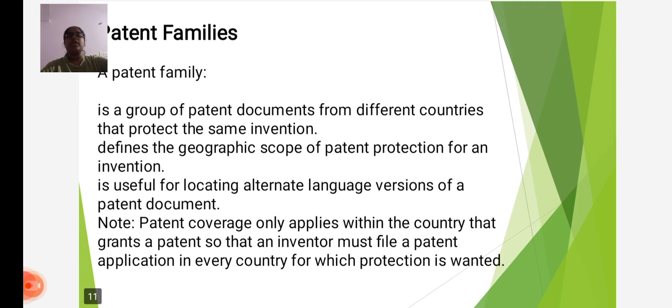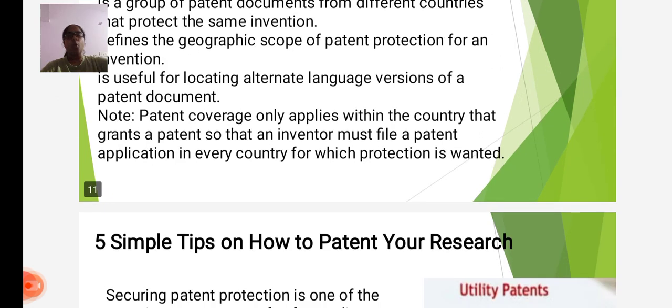Patent families. A patent family is a group of patent documents for different countries that protect the same invention. It defines the geographic scope of patent protection for an invention. It is useful for locating alternative language versions of a patent document. Note: patent coverage only applies within the country that grants a patent, so an inventor must file a patent application in every country for which protection is wanted.